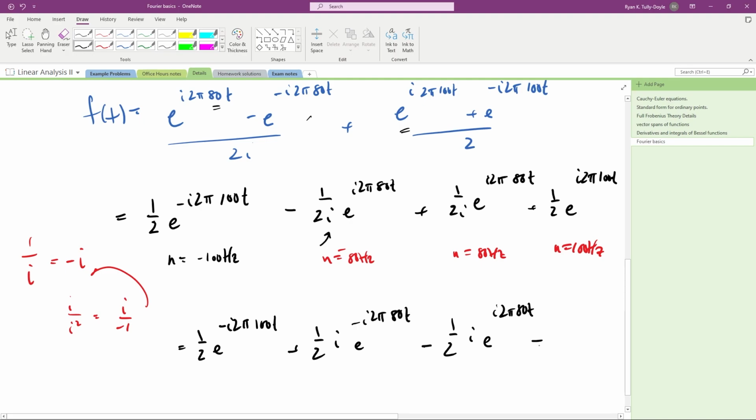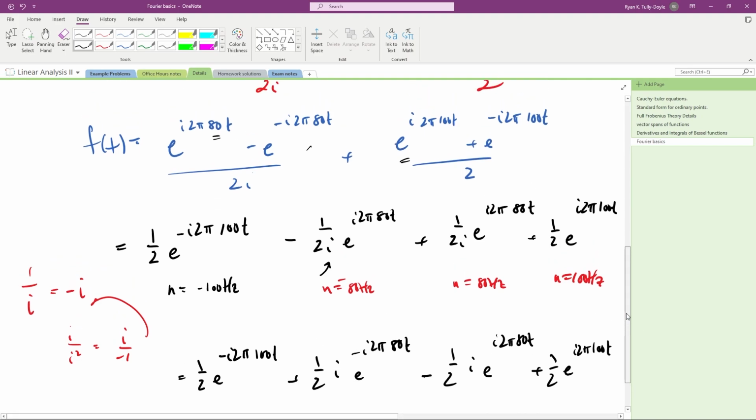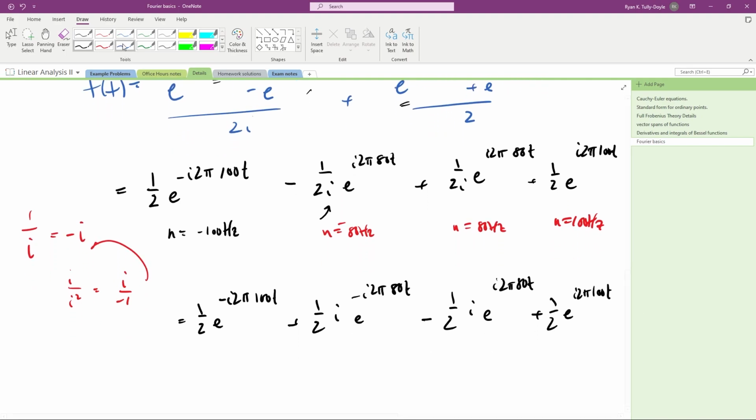And finally, 1/2 e to the i 2 pi 100t. And we know which coefficients these are because we know the frequency, right? The n's come from the frequency of those particular complex exponentials. So the frequency here is 100, or negative 100. So the c minus 100 coefficient is equal to 1/2. And the c minus 80 coefficient is 1/2 i. And the c80 coefficient is minus 1/2 i. And the c100 coefficient is also 1/2.